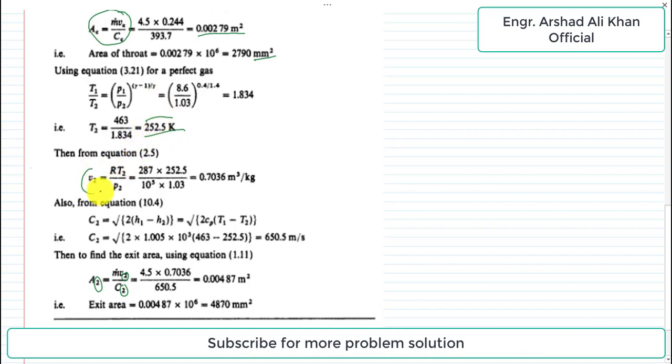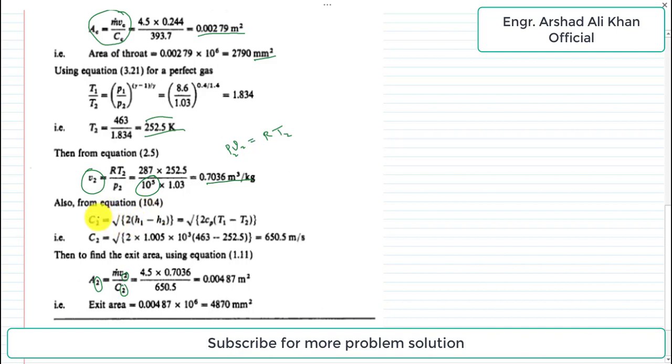Further, to find the specific volume at exit, again using the perfect gas equation, it will become P2 V2 is equal to R T2. In this case V2 is unknown, R is 287, T2 is 252.5 as calculated, P2 is 1.03, converting it to Pascal, we get 0.7036 cubic meter per kilogram, which is the specific volume at the exit of the nozzle.